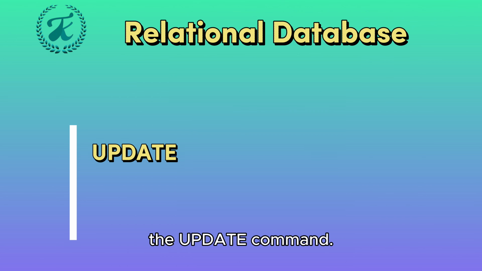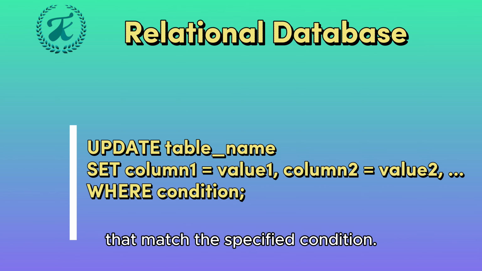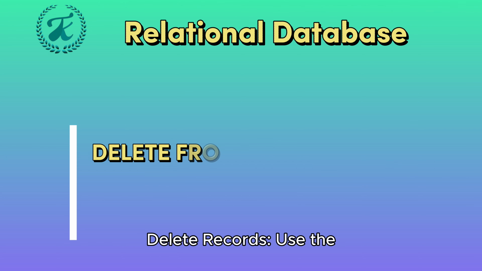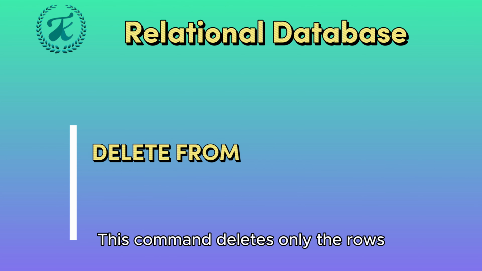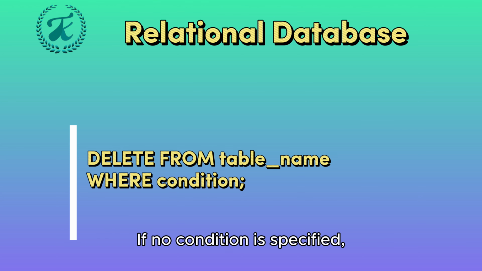Update records. Use the update command. This command will only update the rows that match the specified condition. If no condition is provided, all records in the table will be updated. Delete records. Use the delete from command. This command deletes only the rows that match the specified condition. If no condition is specified, all records will be deleted.